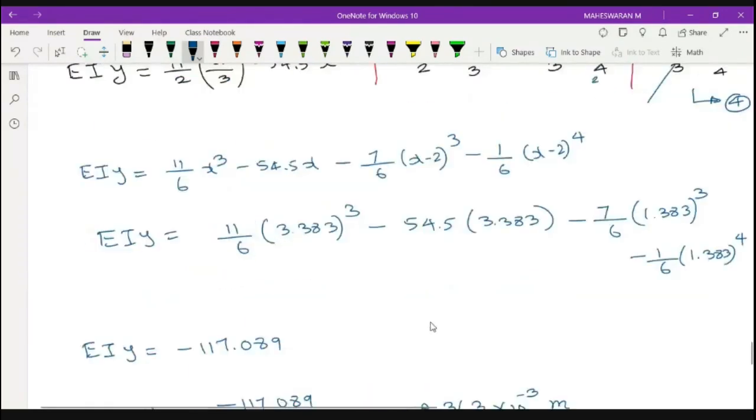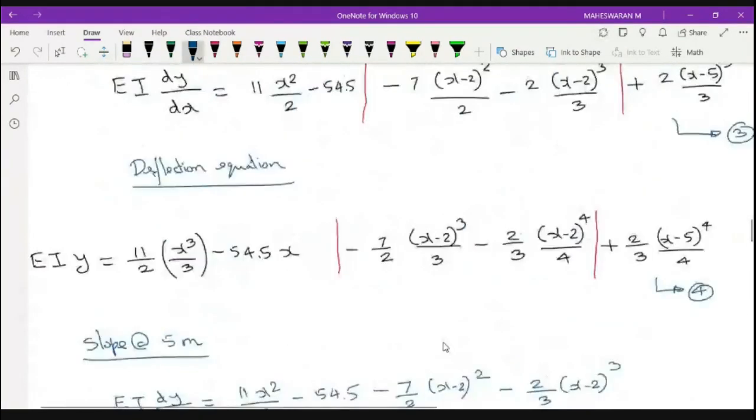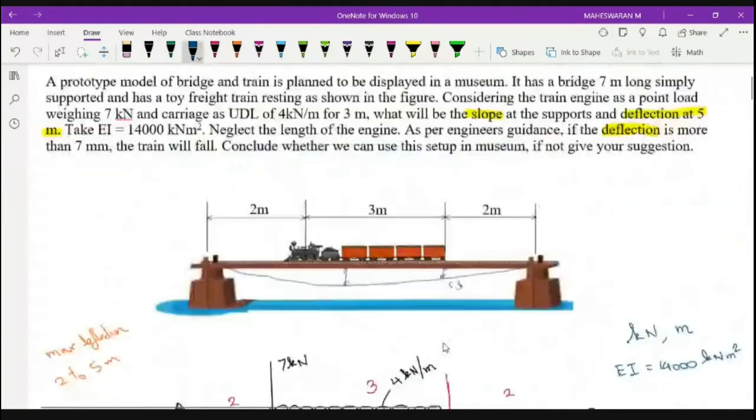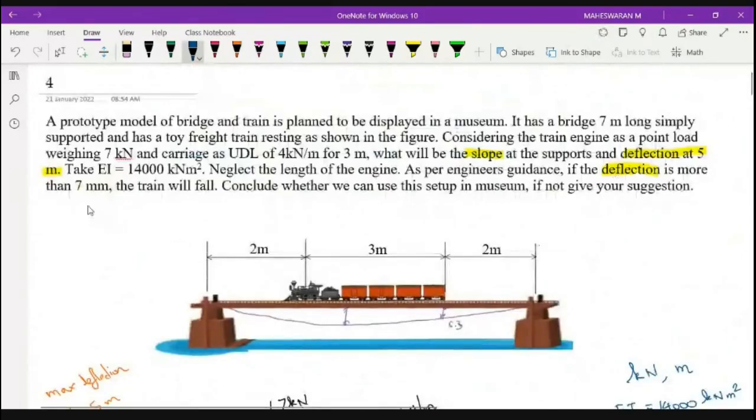Now, according to the question, they mentioned that if your y is more than 7 mm, your tail will fall. So, which means according to this, your tail will fall because it is 8. Okay, so it is more than 7, it is 8. So, how will you conclude? So I am concluding that it will fall, but I have to give some suggestion. Okay, so what suggestion can we give?